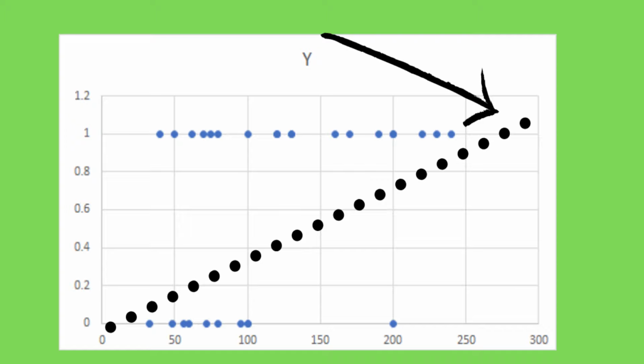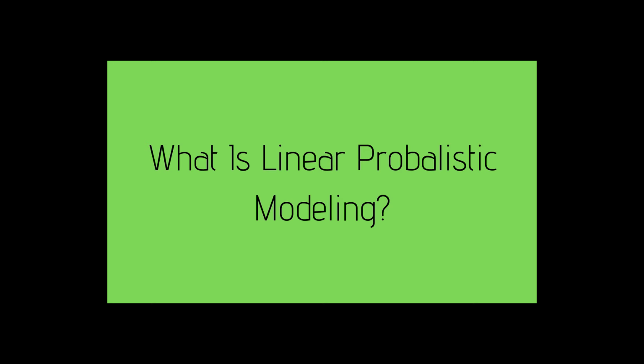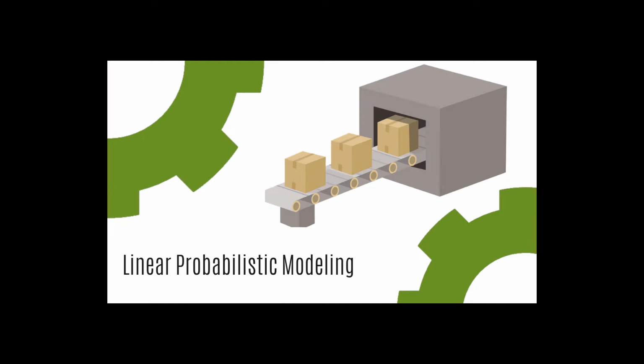Another flaw with linear probabilistic modeling is the non-normality of the error term. The assumption is that the error term is normally distributed, but the error term cannot be normally distributed because it can only yield two possibilities, y equals 1 and y equals 0.